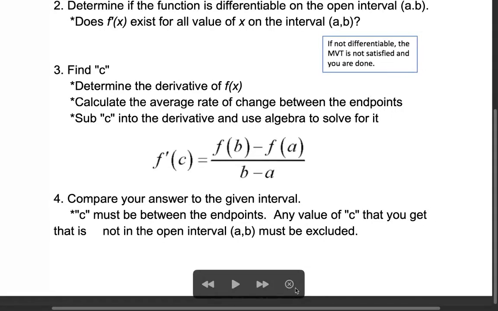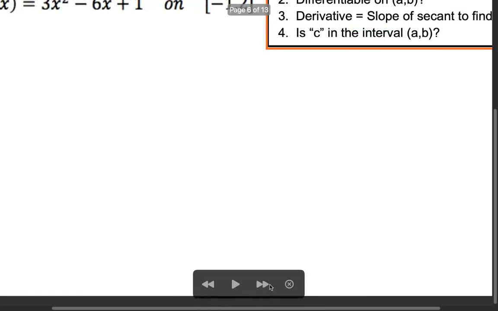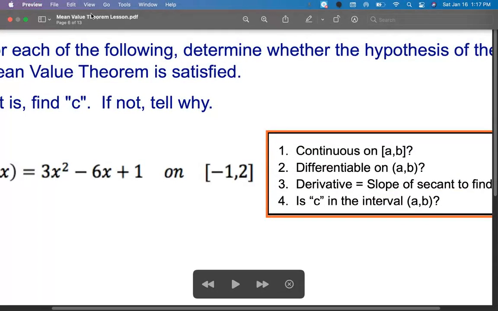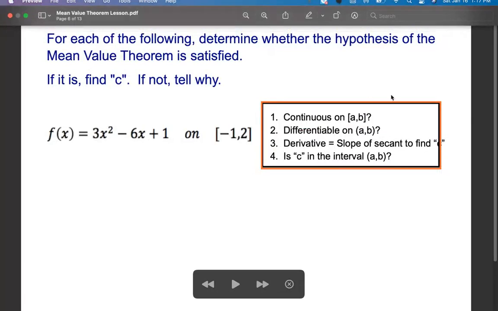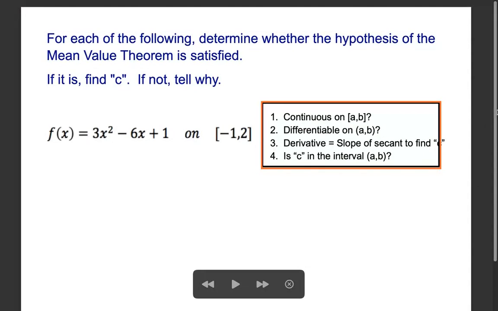Okay? So I'm going to take you through a couple examples of applying the mean value theorem. And what I would like you to do is just take a minute, try the question, so pause the video, try the question, and then we'll go over the solution together. So the first question says, for each of the following, determine, first of all, whether the hypothesis of the mean value theorem is satisfied. And if it is satisfied, find c. And if it's not satisfied, then just tell why.